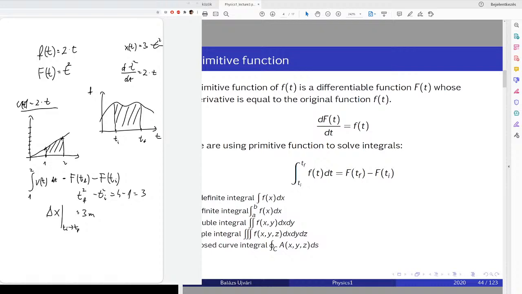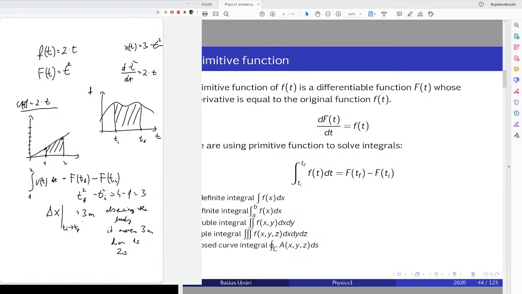So back to the delta x, this 3 means observing the body, it moves 3 meters from 1 second to 2 seconds. So this is the delta x. It does not mean we are at 3 meters, so it's not the absolute position on the x(t) axis.